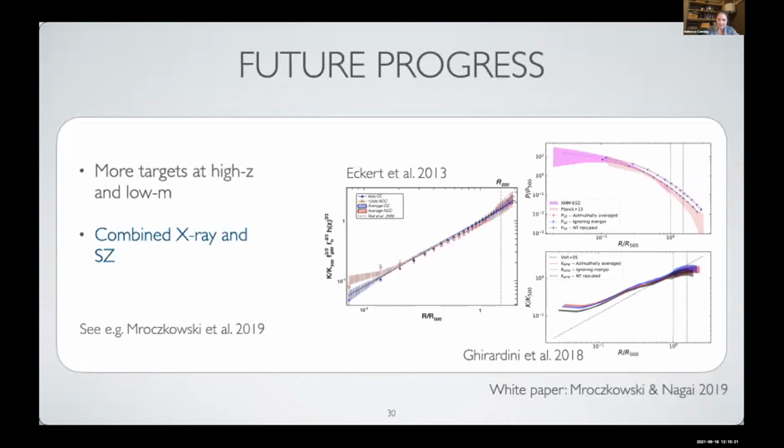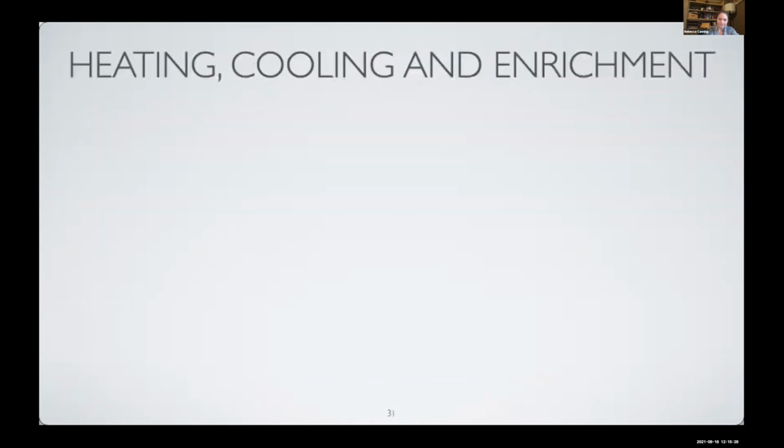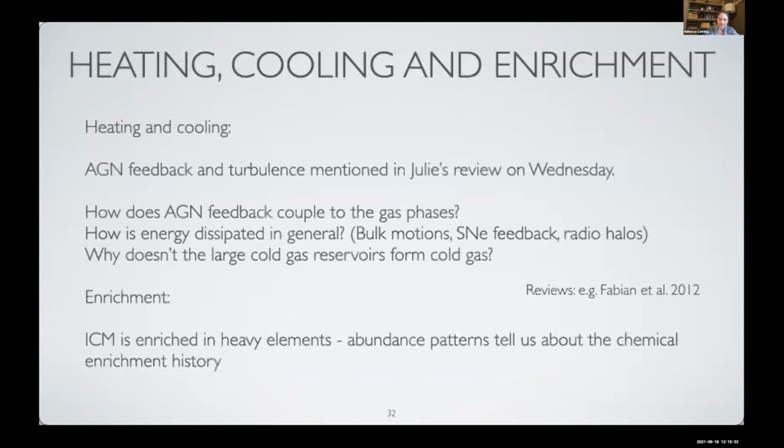So that's ICM evolution and some of the tools we use to understand it. What processes affect this evolution? So here we're getting onto the heating, cooling, enrichment part. Everything that injects energy, facilitates cooling in the gas, is going to be affecting the ICM evolution. Now, some of these have been mentioned before. A lot of the heating and cooling processes have been mentioned before, so I'm not going to talk about those very much because of time.